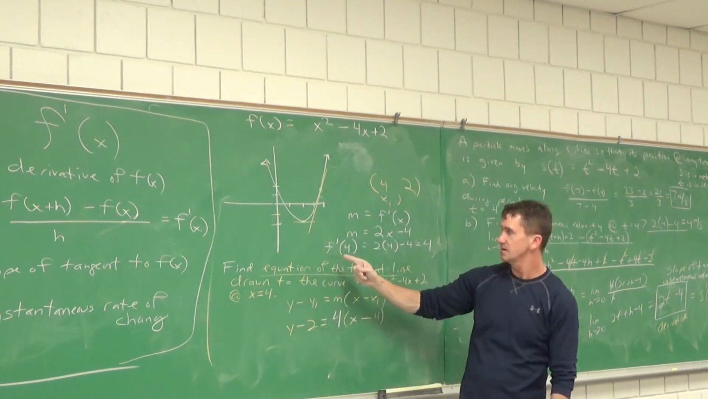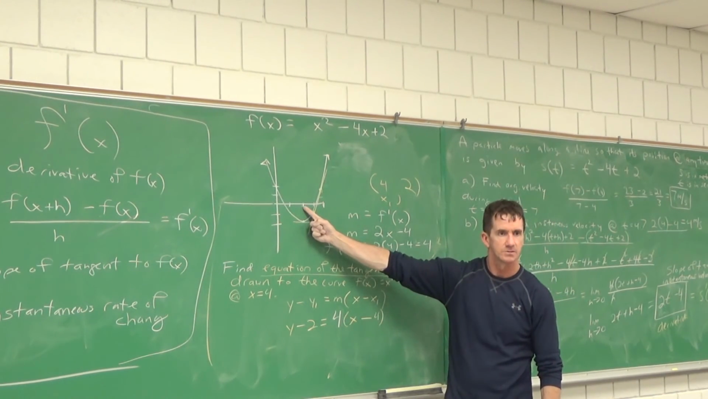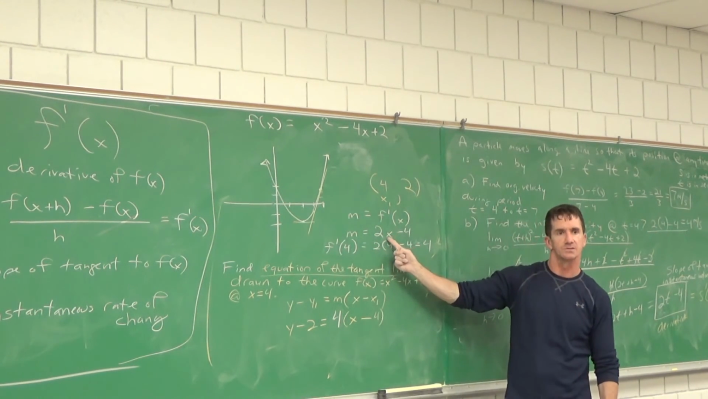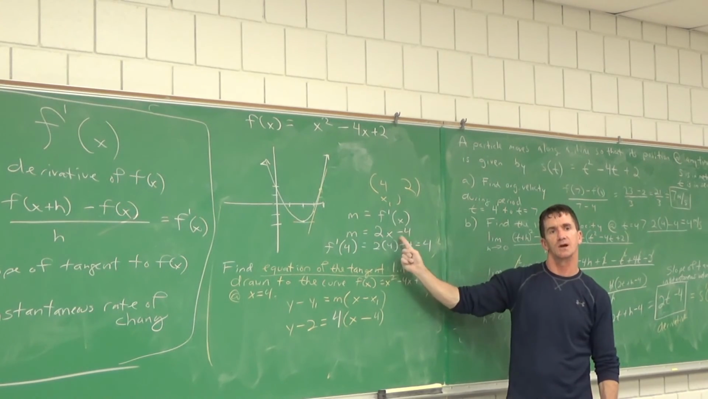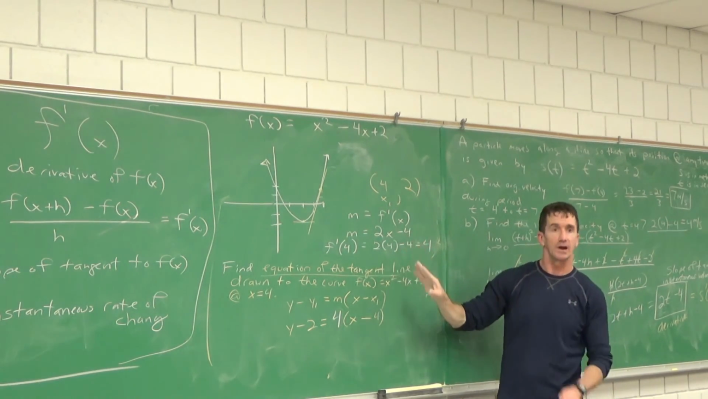So can we check that? What was that x value? 2. Plug a 2 into this equation. What's 2 times 2 minus 4? 0. Very good.